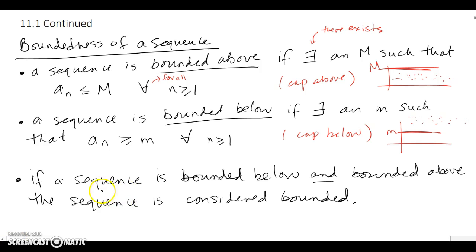And then finally, if the sequence is bounded above and bounded below, the sequence is considered bounded. So basically you can think of it as some guy below and some guy above, and then all the terms of your sequence, wherever they are, always stay above the little guy and below the big guy. If that's the case, then your sequence is considered bounded. Let's go look at a couple of examples.